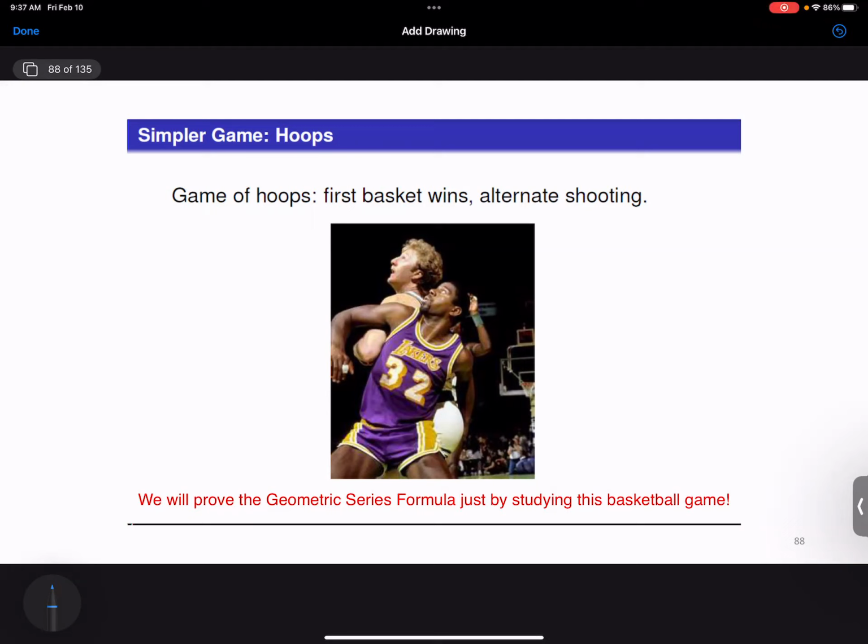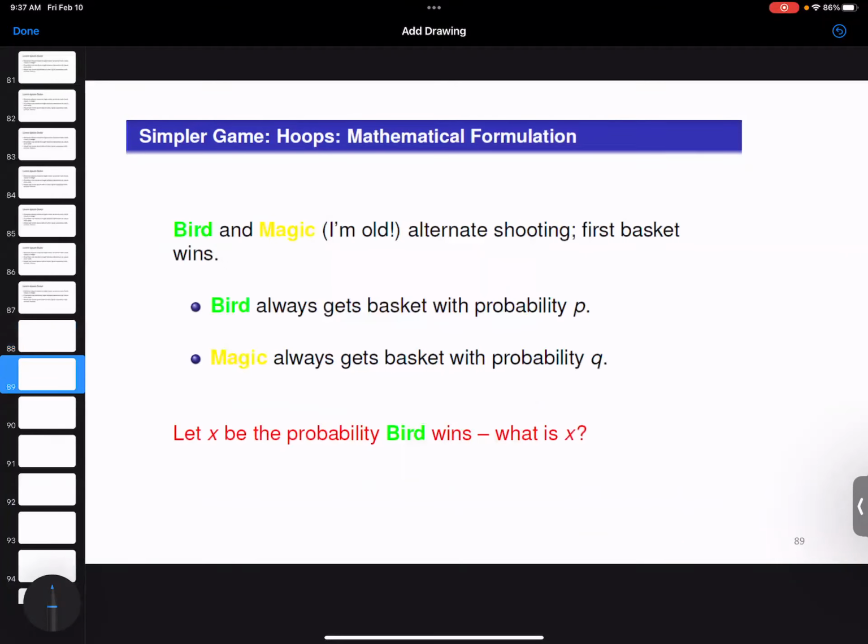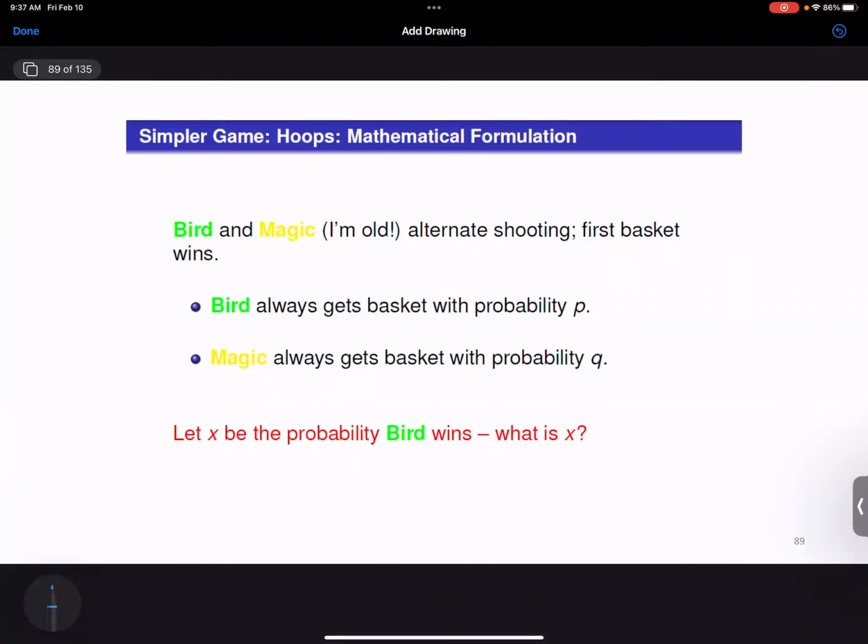There's a huge advantage in going first. We will assume that these are idealized basketball players. They don't get tired. And their probability of getting a basket is independent of time. It's not going to be, you know, my God, it's been 4 hours and no one's gotten a basket yet. They're still going to shoot as well as always. Okay. And we want to calculate what is the probability that Bird wins.